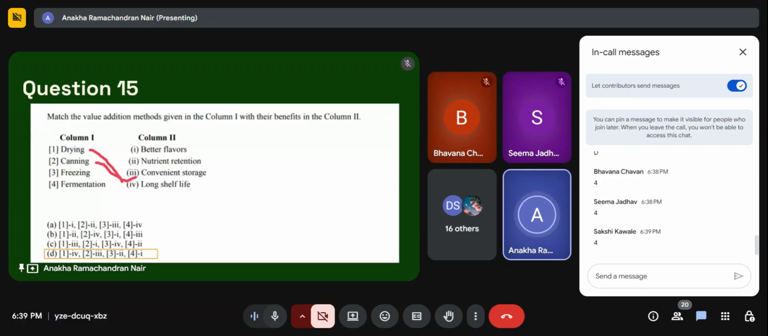Freezing is for nutrient retention. It will stop any metabolic processes from happening in the product, and these metabolic processes, if they had continued, could have changed the nutrient profile of the plant or fruit, or the flavor, or the storage, or the shelf life. So freezing is for nutrient retention, and fermentation is for better flavors. All right, so option D is the correct answer. So is there any doubt in this question?